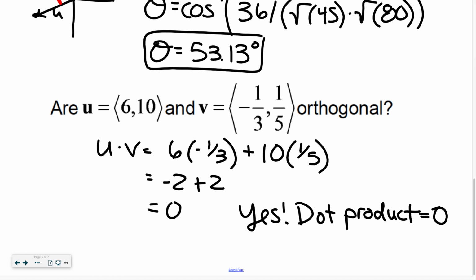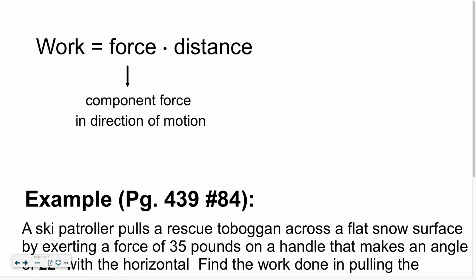Okay. Last thing that we're going to talk about today is the formula for work. So work has a formula. It is force times distance. Those of us coming from a physics background, we're familiar with this formula. You guys use a different word for distance. You say displacement. Is that correct?